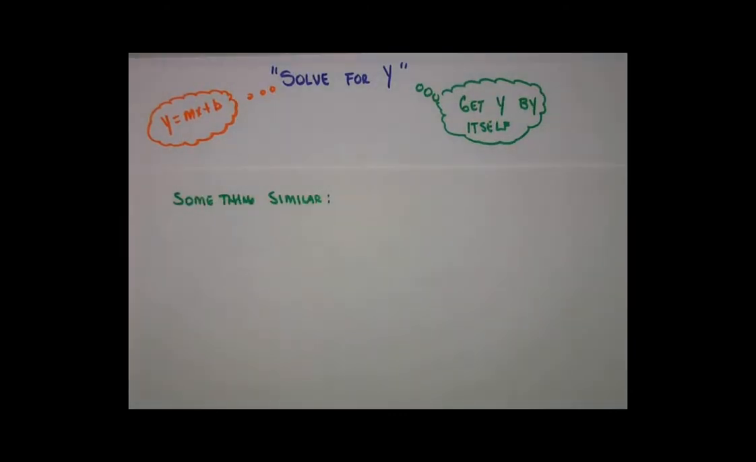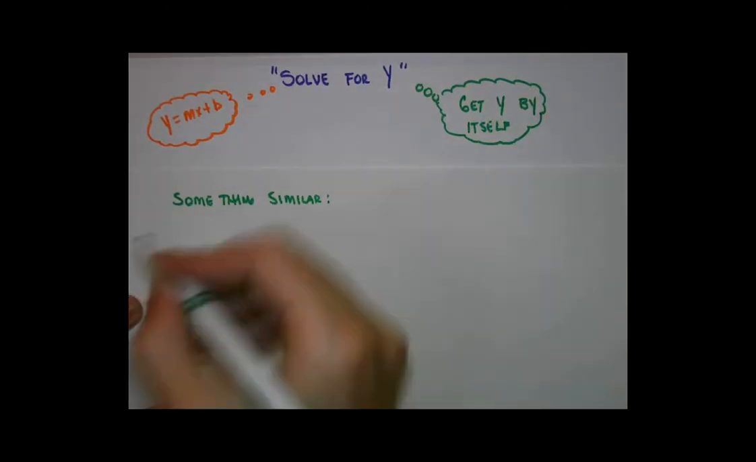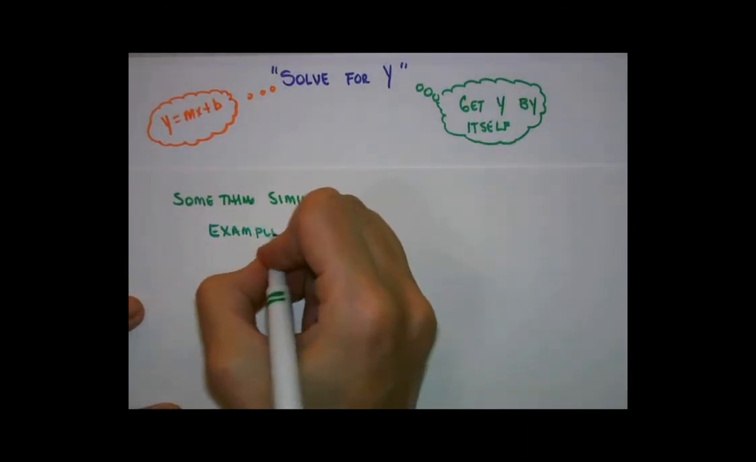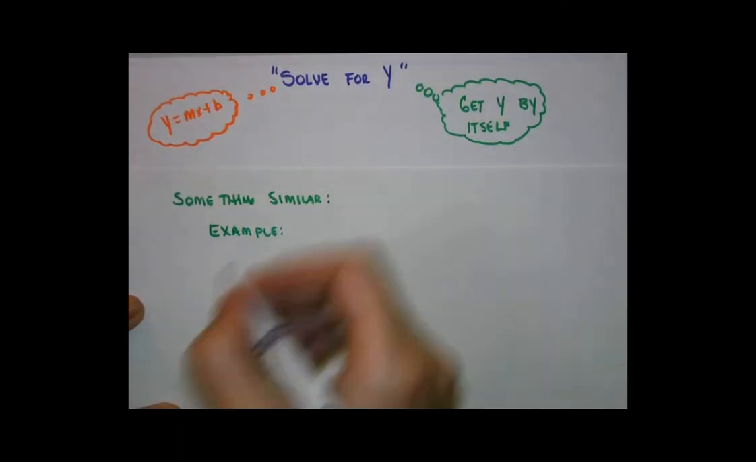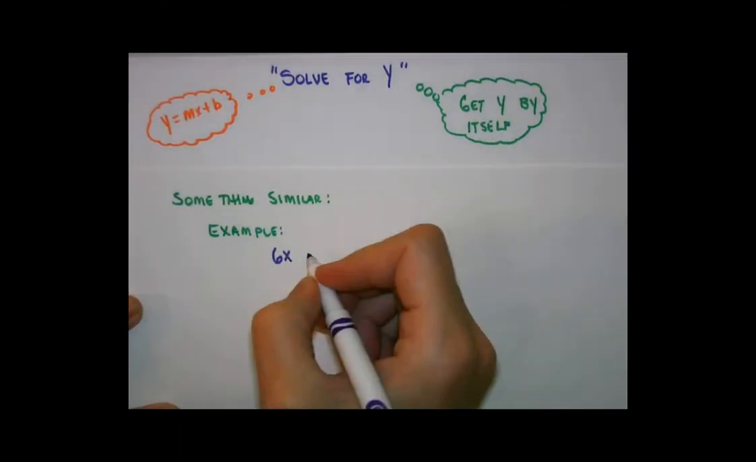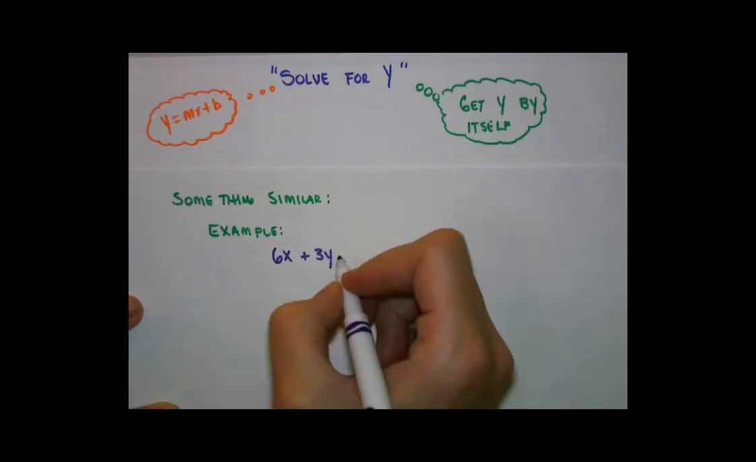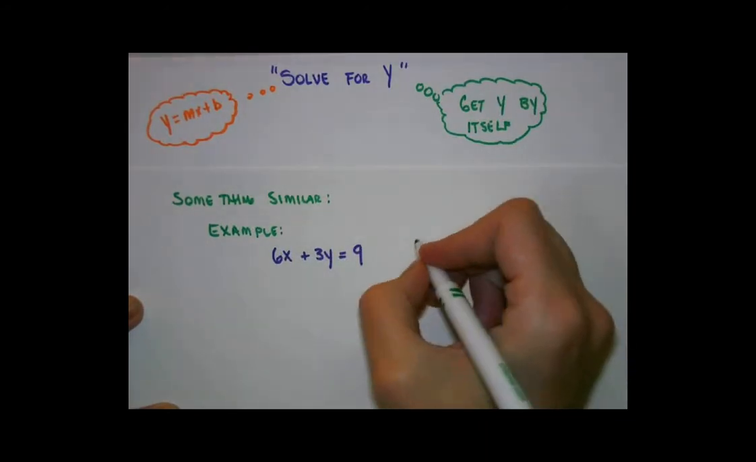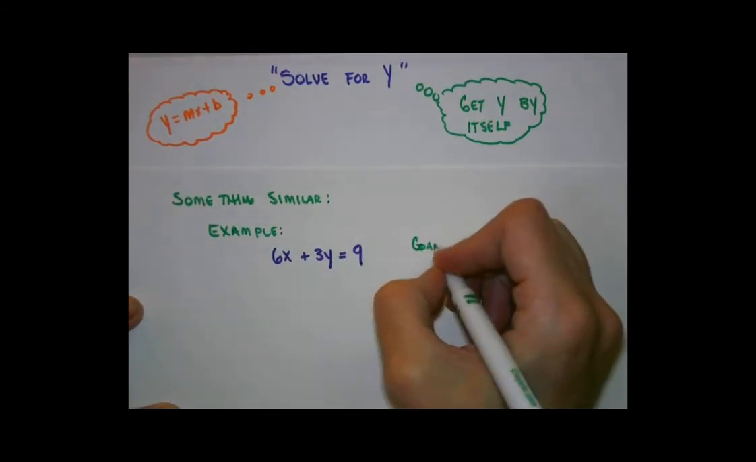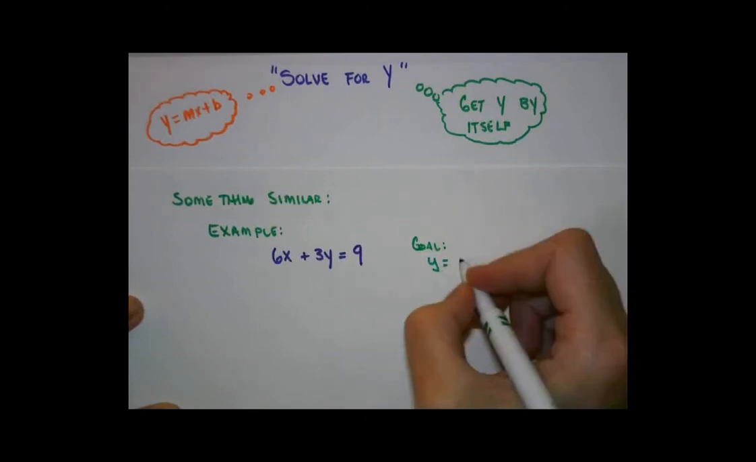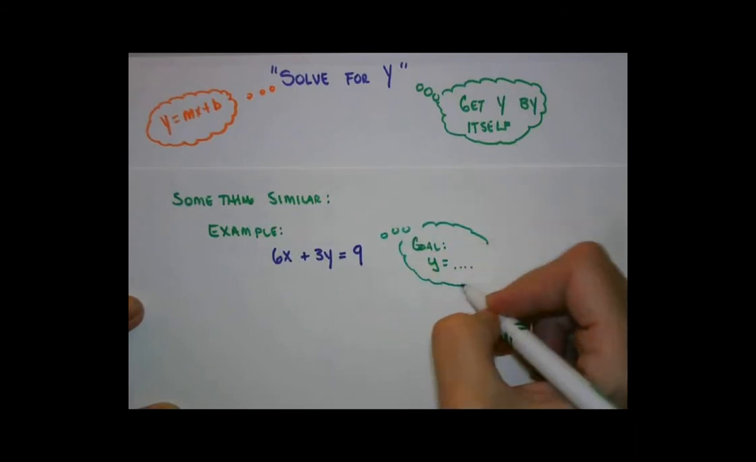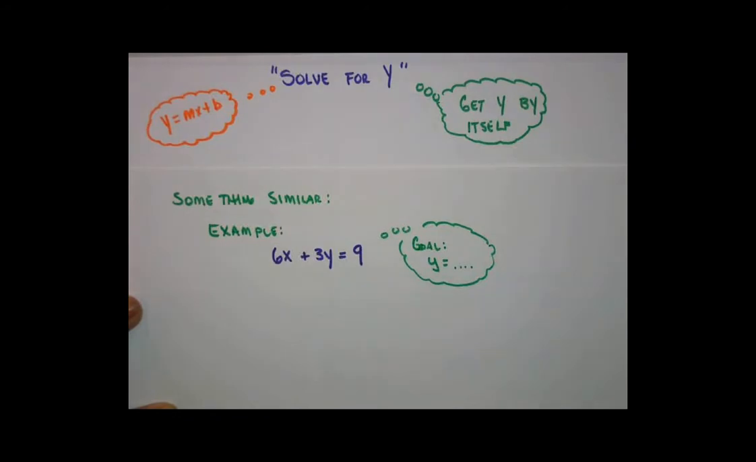Solving for y is kind of like solving for x. It has some things in common. Here's an example problem that we're going to use to illustrate what solving for x and solving for y have in common. The example problem is this: 6x plus 3y equals 9. And in this case, I'm going to remember that my goal is to get y by itself. Y equals some stuff. So my goal is to get the y in this equation all by itself.